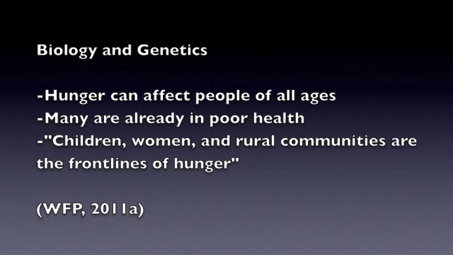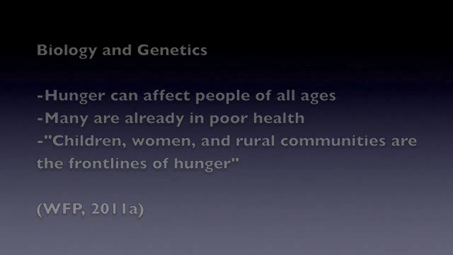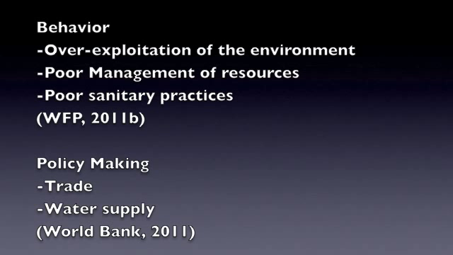Biology and genetics. Women, children, the sick, and immunocompromised are often the most affected by famine and malnourishment. Behavior and policy making. How we handle our environment, resources, and policies can have an effect on our access to food. Natural resources can be exhausted by poor farming practices, deforestation, overcropping, and overgrazing.